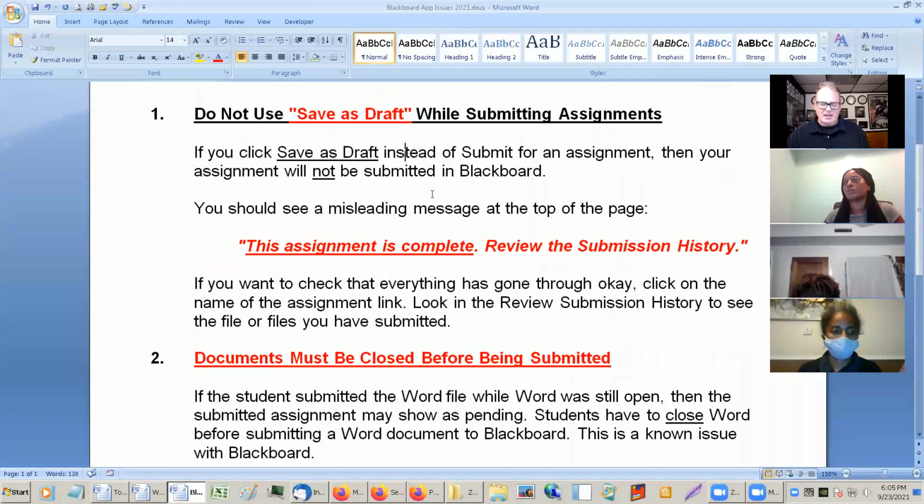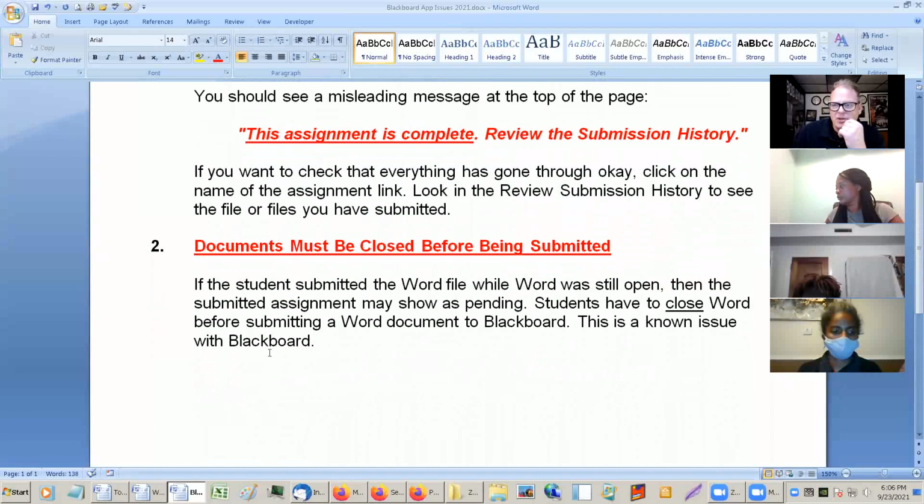Try to avoid that. In this class, you can avoid it completely, because even if you submit the wrong thing, you have unlimited submittals. You can just submit the right thing, and I look at the last one anyways. So in this class, you don't have to use that at all. It's possible in other classes, if you're taking a test and you want to look at it before you submit it, you can use that. But just be careful in that save as draft does not submit it.